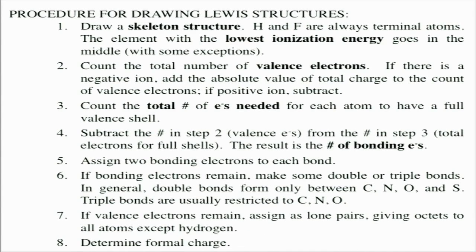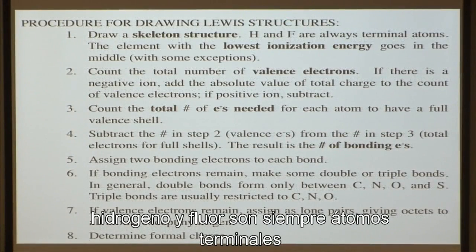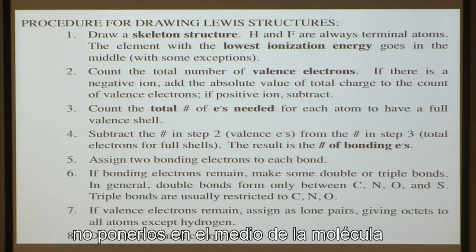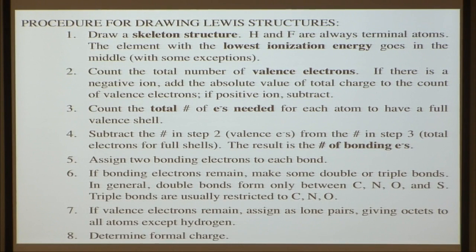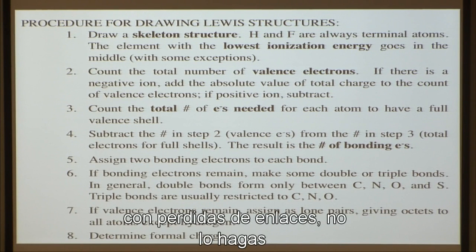These rules. First, what you want to do is draw the skeleton structure. Just put the atoms down. Hydrogen and fluorine are always going to be terminal atoms. Don't put them in the middle of a molecule. That gets chemistry professors really upset to see hydrogen in the middle with lots of bonds to things, so don't do it.